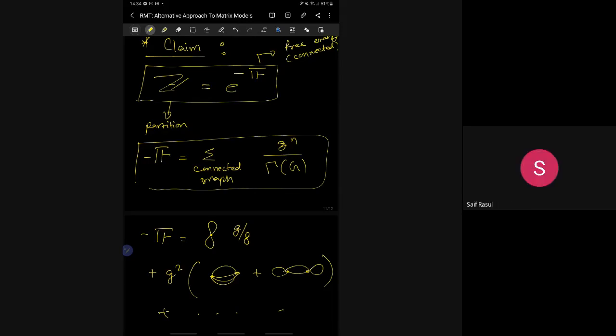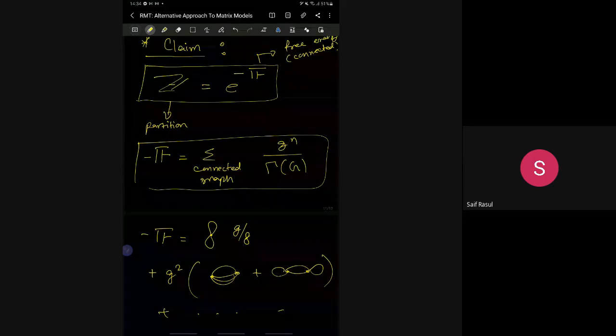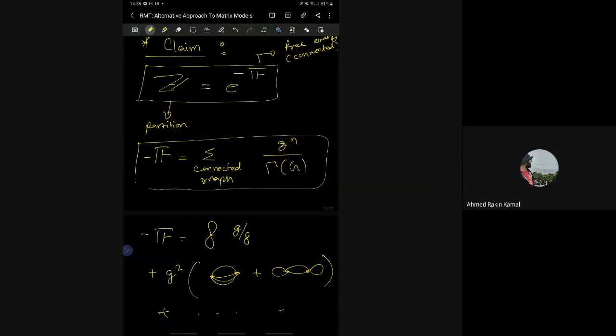I guess you could have two connected graphs next to each other to make a disconnected graph. So, yes, kind of. Of course. Yes, you're right.